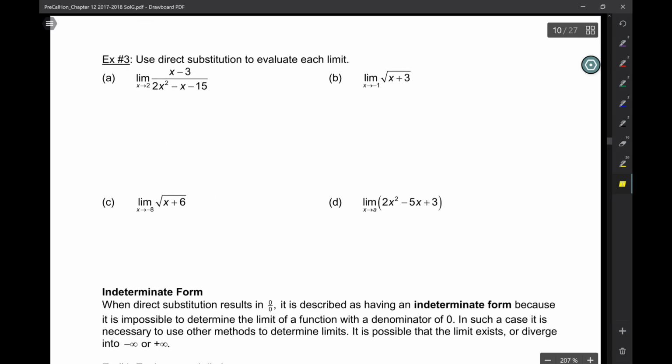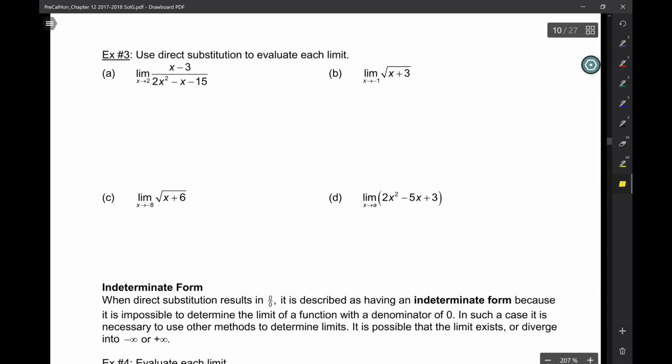Okay? All right. So now here's what we're going to do. And, okay, I need you guys to be quick with me. Here, we're going to use direct substitution. So the limit as x approaches 2 of this, right? So I just simply plug it in. 2 minus 3.